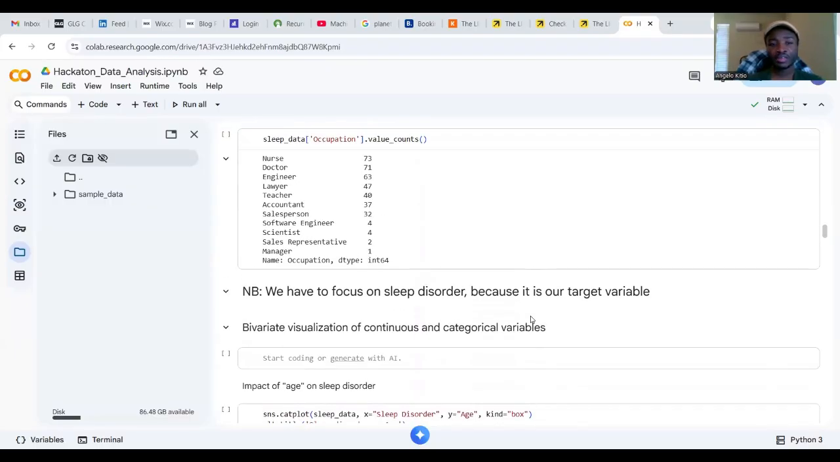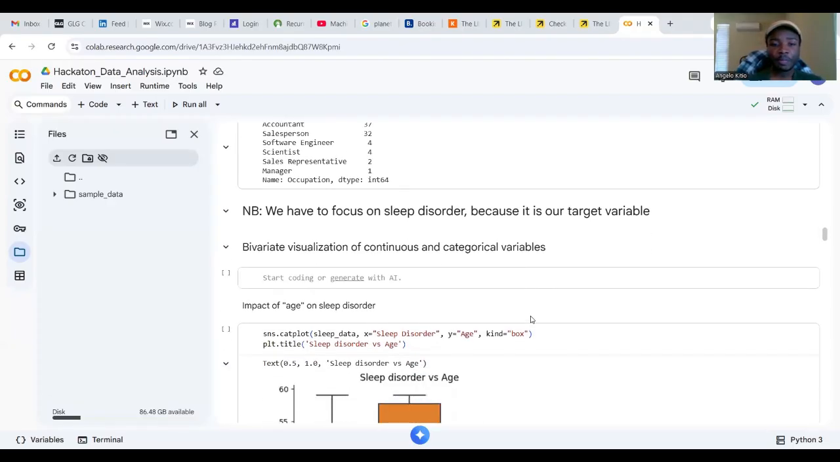We have a pretty good variety of occupations here, which is good because we need to have balanced and diverse data to have accurate results.